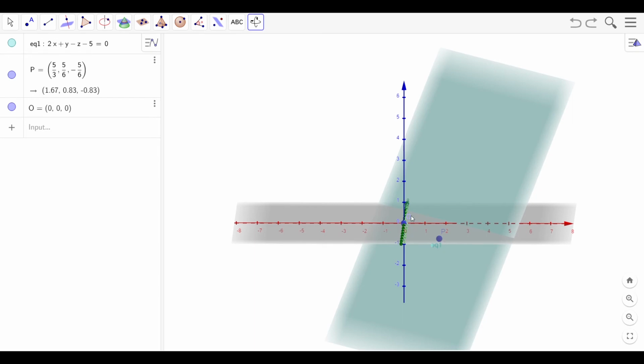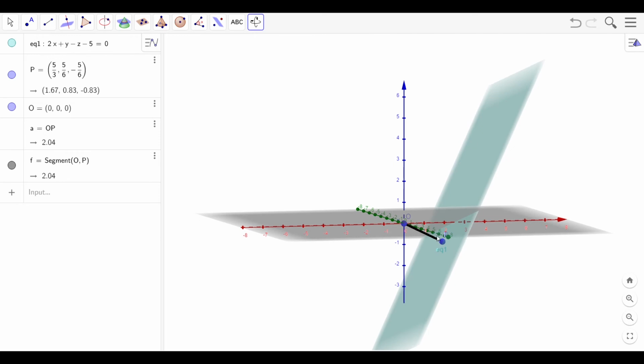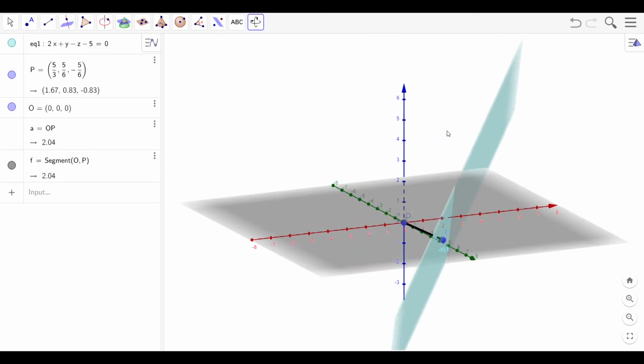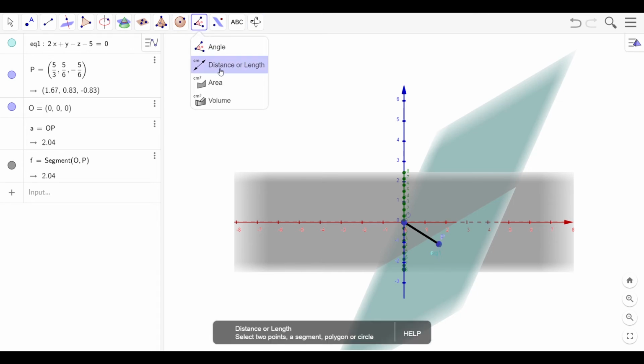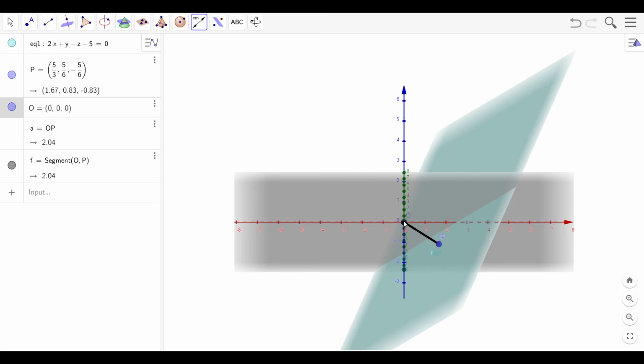Now you consider the distance OP. You know that it is approximately equal to 2.04. So you consider the segment. This distance is your OP. So you can see the figure. So this is the closest point on the plane to the origin. And this distance is 2.04 approximately. So you can see that this distance OP is 2.04.